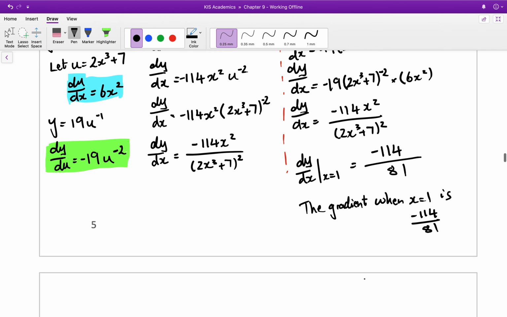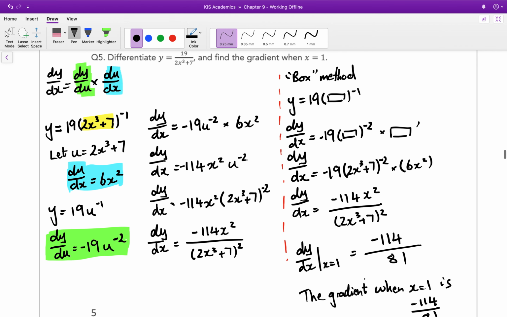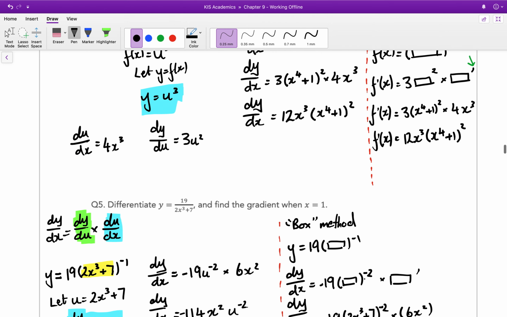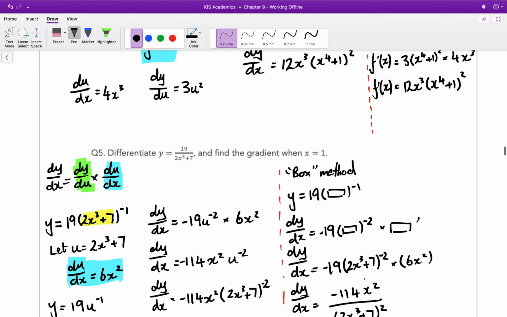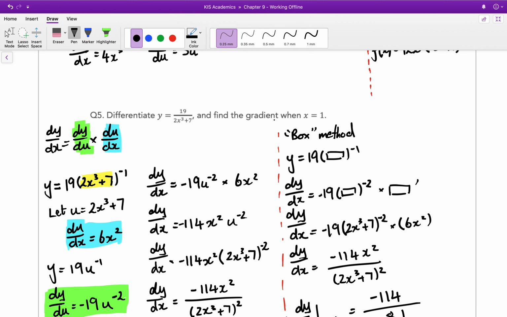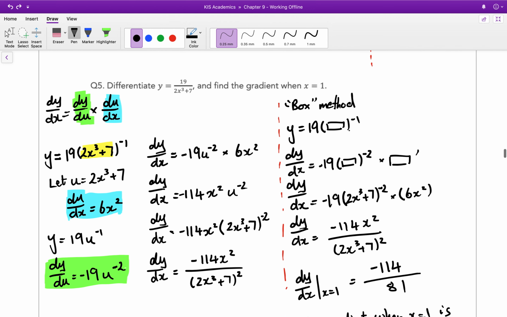So this is how you use the chain rule. And you can see that the chain rule is very helpful when we have composite functions. And once you familiarize yourself with this method here, using du dx and dy du, then I recommend using the box method because it's a quicker method and saves a lot more time when you're in your exam.